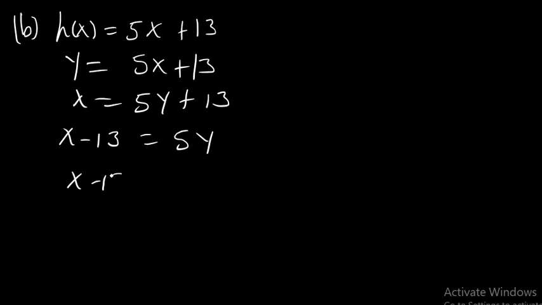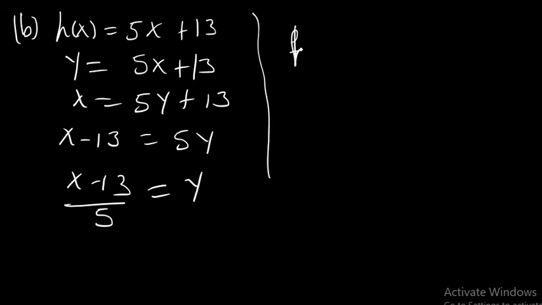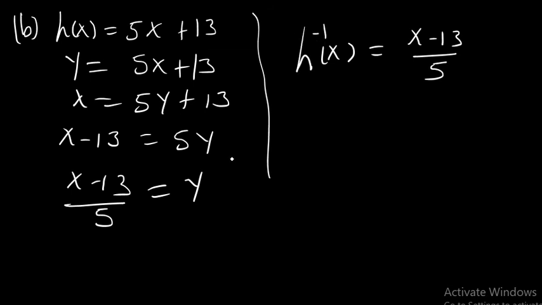So x minus 13, the whole over 5, will be y. This y will be the inverse. So h inverse of x is going to be x minus 13 over 5. So that is the answer for B.